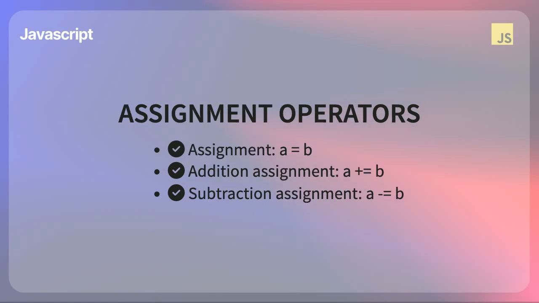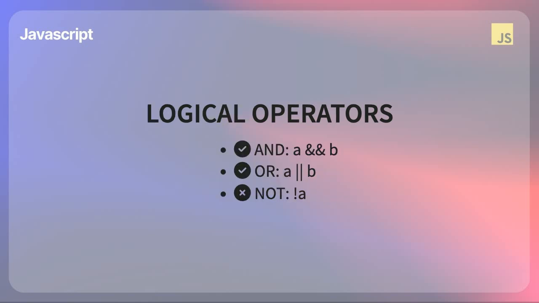Now let's talk about assignment operators. These are used to assign values to variables. Finally, we have logical operators. These are used to perform logical operations like AND, OR, and NOT.